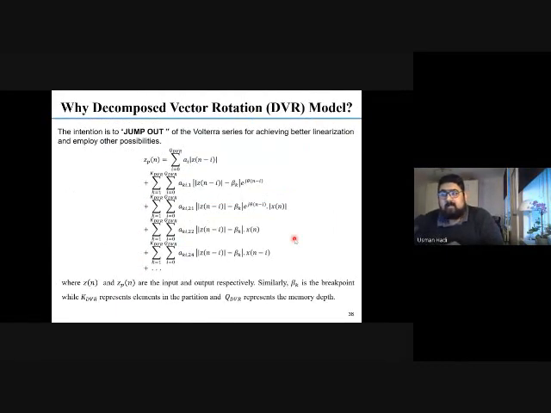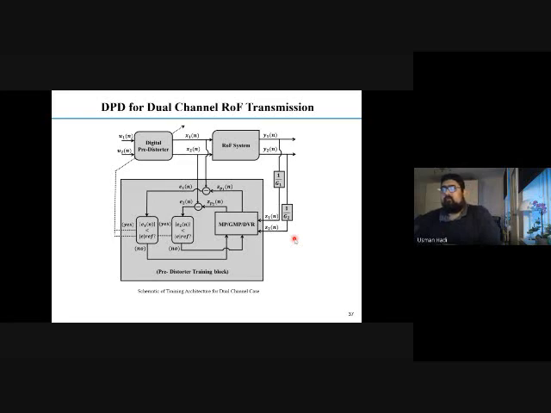And then there is another idea of using the decomposed vector rotation model, which is not Volterra, but is coming from the canonical piecewise linearization, CPWL. So the idea is similar over here, but instead of using the Volterra method, why not rely on another architecture which can perform better linearization? So I'll just skip the mathematics, just to show you that this is also something like Volterra, but not exactly coming from the Volterra series.